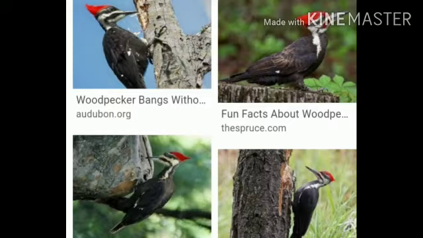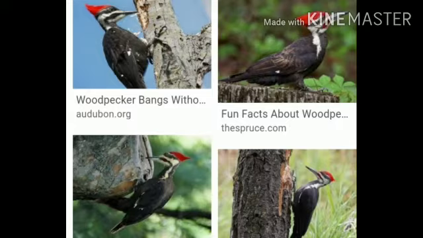Woodpeckers have a strong and heavy beak, and it helps to make holes in the trunks to catch insects for its food. You can see in this picture a woodpecker is making the holes, and they are finding their food.